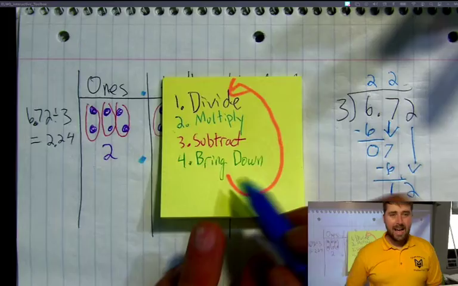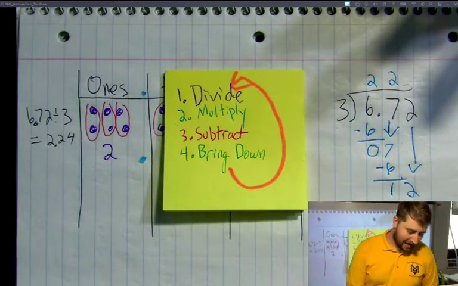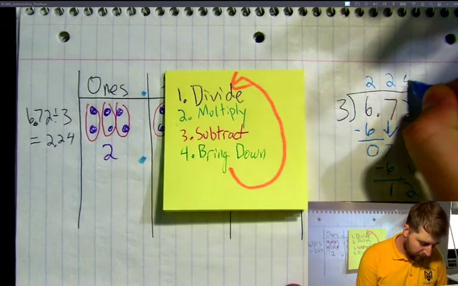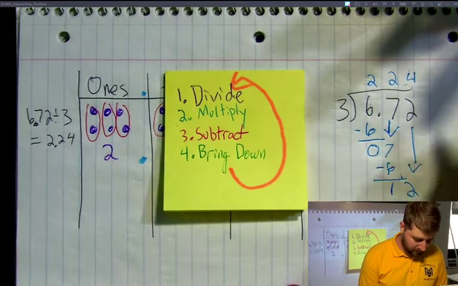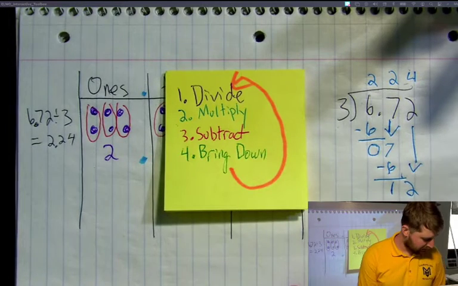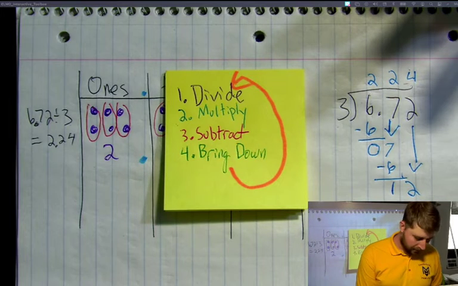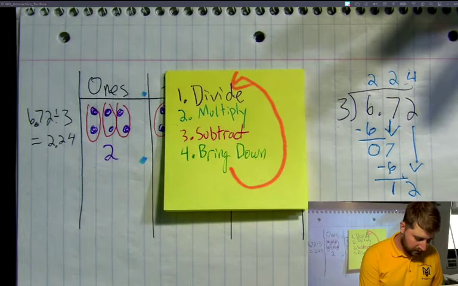Then we go back up to the top and do it all over again. 12 divided by 3, I know that is 4. Then we multiply 4 times 3. 4 times 3 is 12. Subtract 12 minus 12 is 0. Awesome. All right, there we go. So our answer is 224.